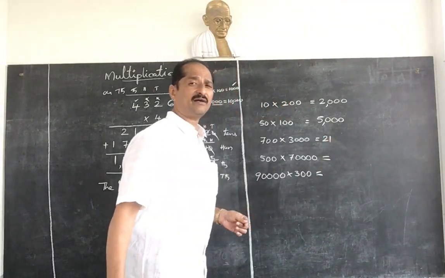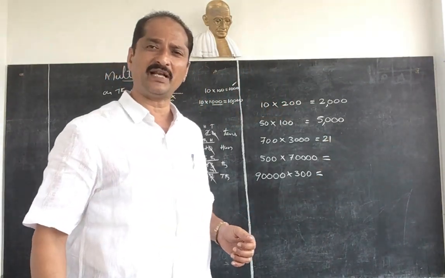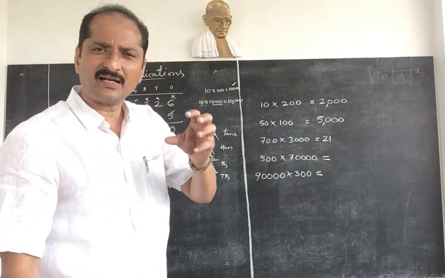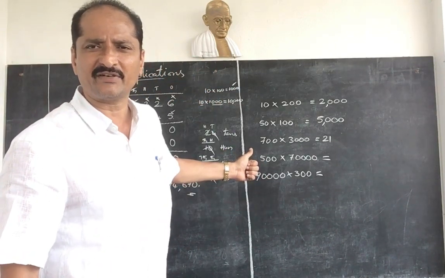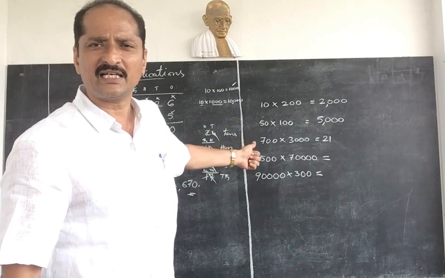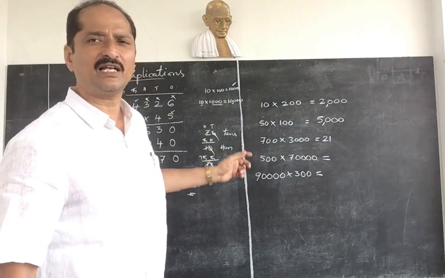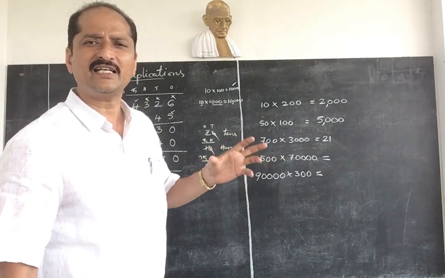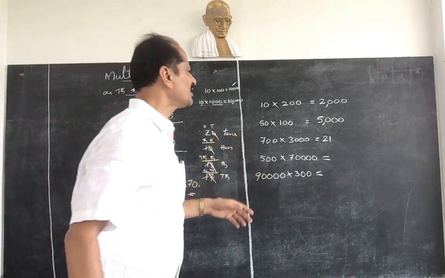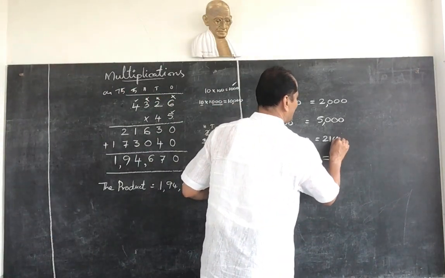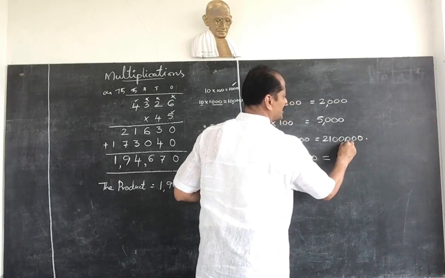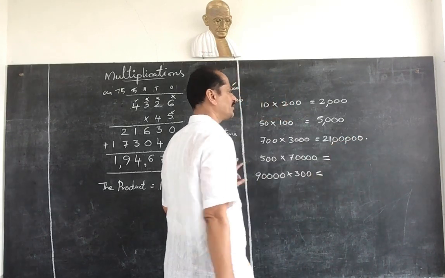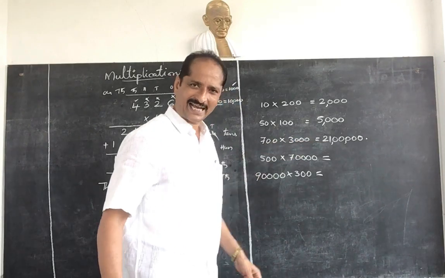Afterwards, add the number of zeros in the multiplicand and multiplier. Add the total zeros in the multiplicand and multiplier. In the multiplicand there are 2 zeros, 7 after 2 zeros. In the multiplier 3 after 3 zeros. So totally 2 zeros plus 3 zeros, 5 zeros are there. So write down 21 after 5 zeros. So 1, 2, 3, 4, 5. Now how to read this number? Units period, thousands period, lakhs period. So totally the product is 21 lakhs.